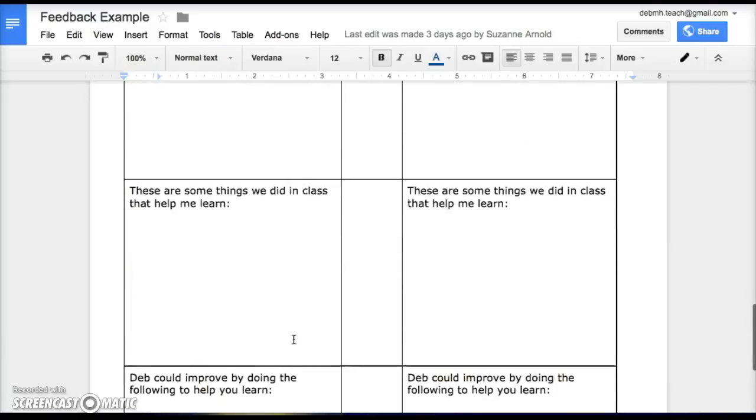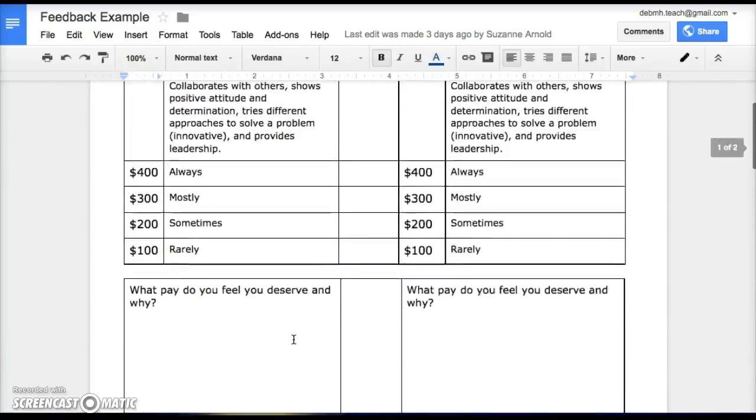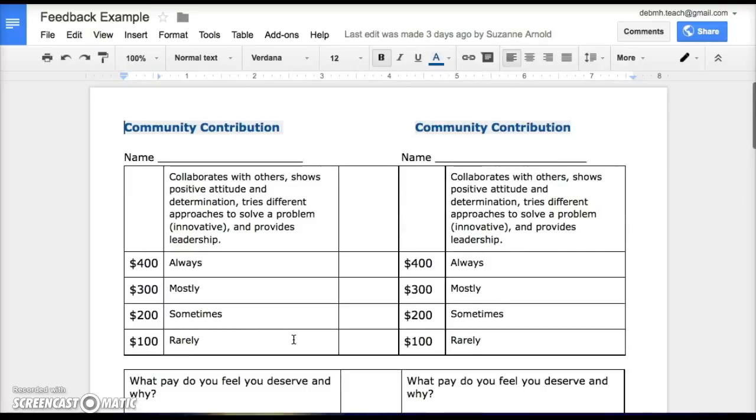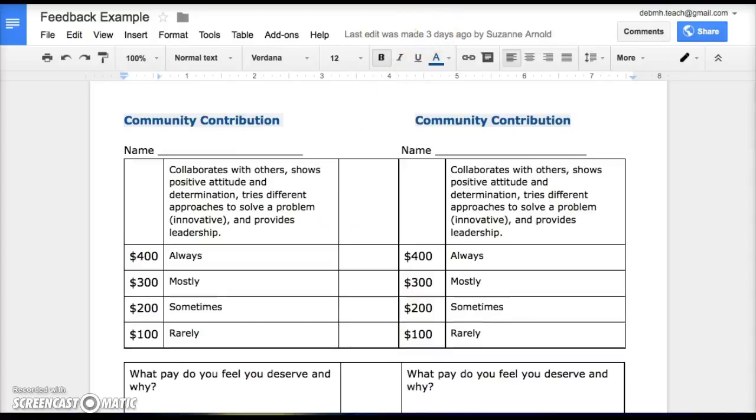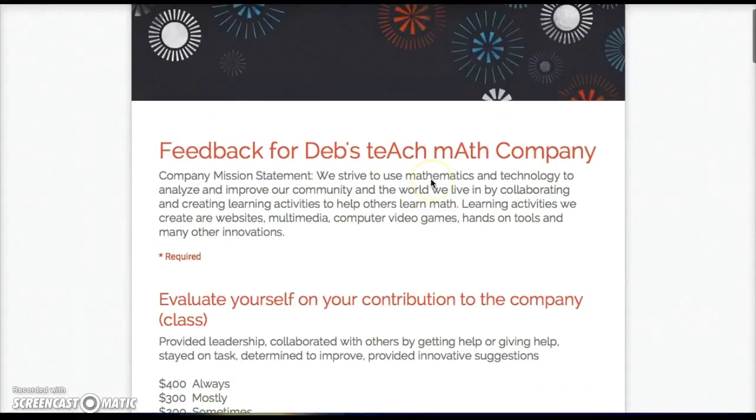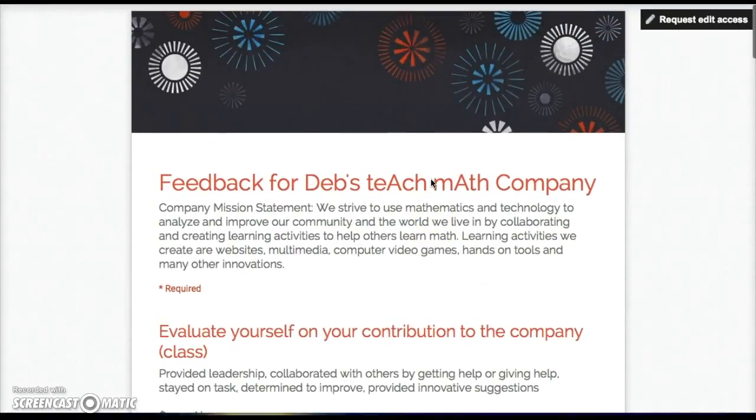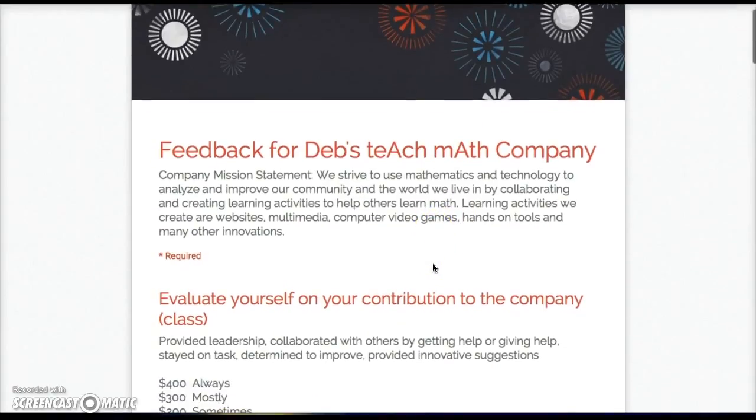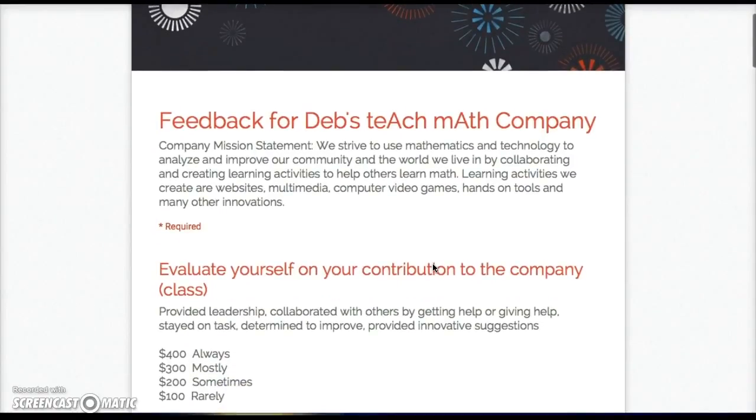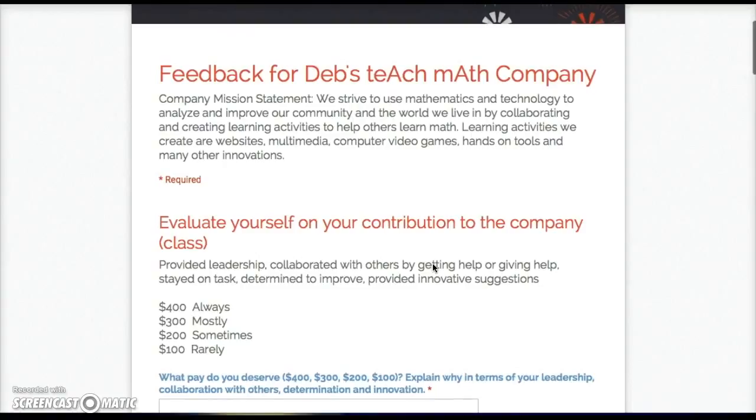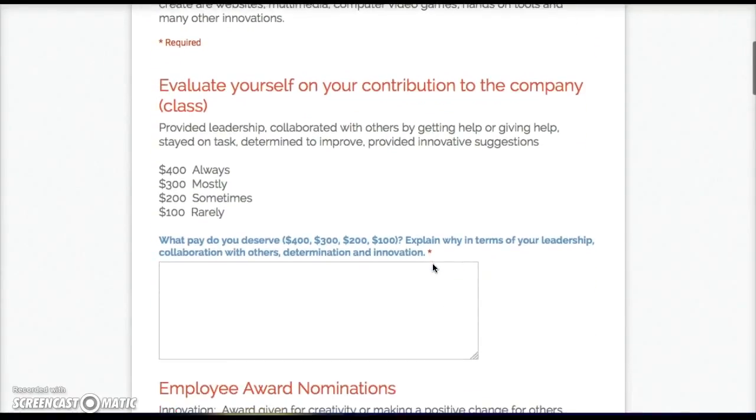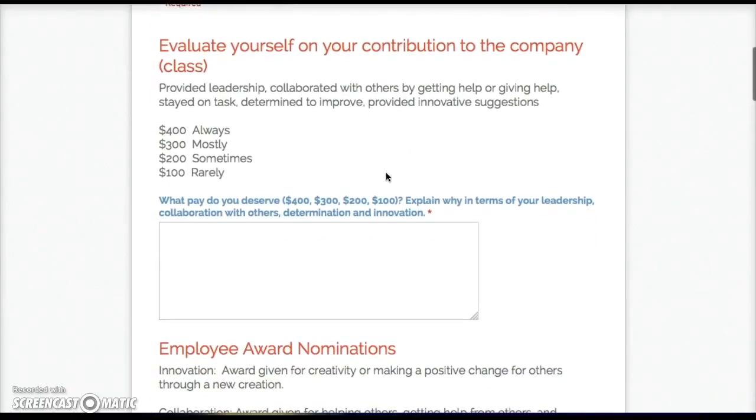So this is just an example of how I've set up, after a unit or every couple weeks, to get feedback from the students in those areas. I also, at the end of a quarter, maybe get more feedback. Now this I created using Google Forms. Again, depending what level you're teaching or what you have time or access to, you can do this in many different ways. I, again, evaluate them the same way on their leadership, collaboration, determination, and innovation.